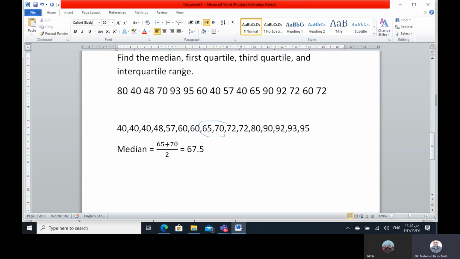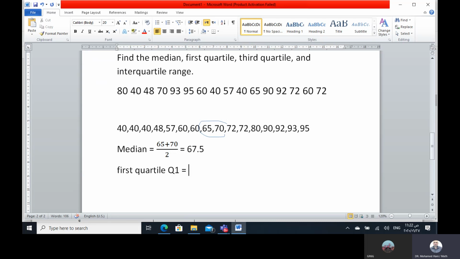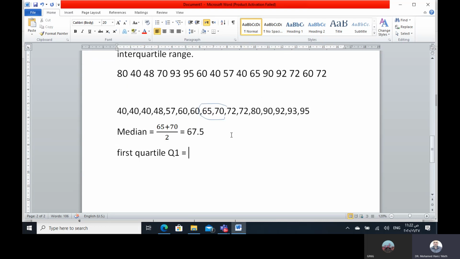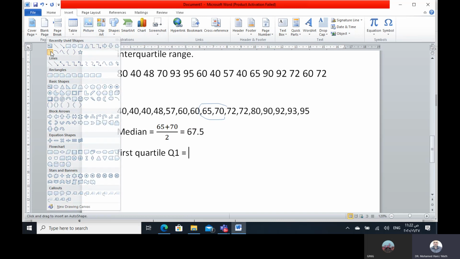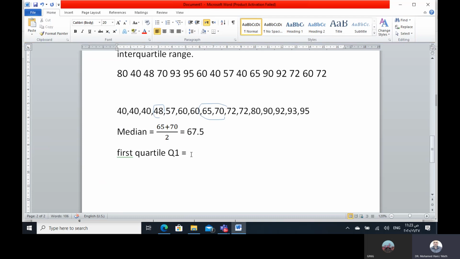Now we want to find the first quartile. The first quartile means Q1. After you find the median, you will find the data will be divided to the 2 equal sets. This is the first set. 1, 2, 3, 4, 5, 6, 7. 7 is odd number. Find here the median. So the number on the middle will be 48.